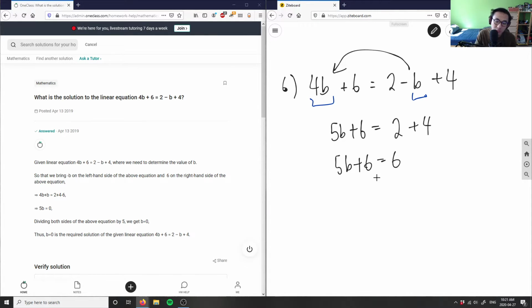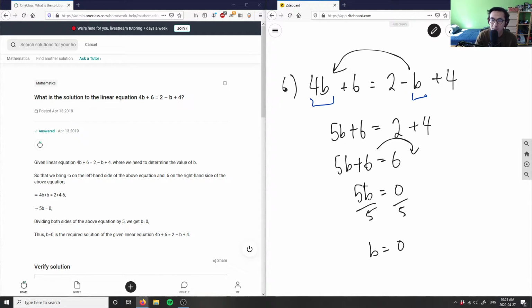And then what we can do is move 6 to the other side, right? So with 5b here, I can move 6 from positive 6 to negative 6. I'm subtracting 6 from both sides. 6 minus 6 equals 0. And then if I divide both sides by 5 to get rid of the 5 on the b, I get b equals 0. 0 divided by 5 is 0, right?